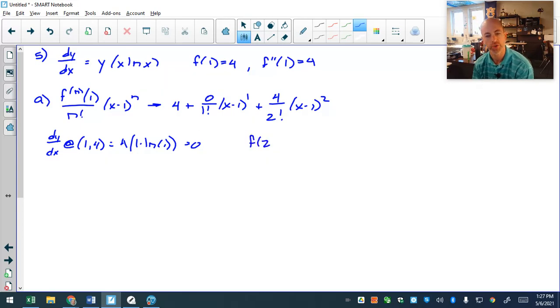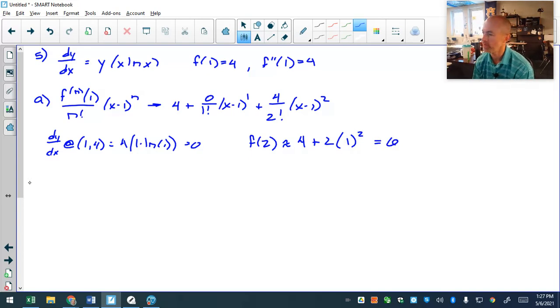So f of 2 would be approximately 4 plus, oh, I see what they're going to do with this. Do they? Oh, they don't. I thought they were going to ask for max or min. Okay. So that zeroes out, and then I have 4 over 2 factorial, which is 2, times (2 minus 1) squared, which is 1 squared. That's going to be approximately 6. You don't have to clean it up, and I would encourage you not to, but there is your answer for A.